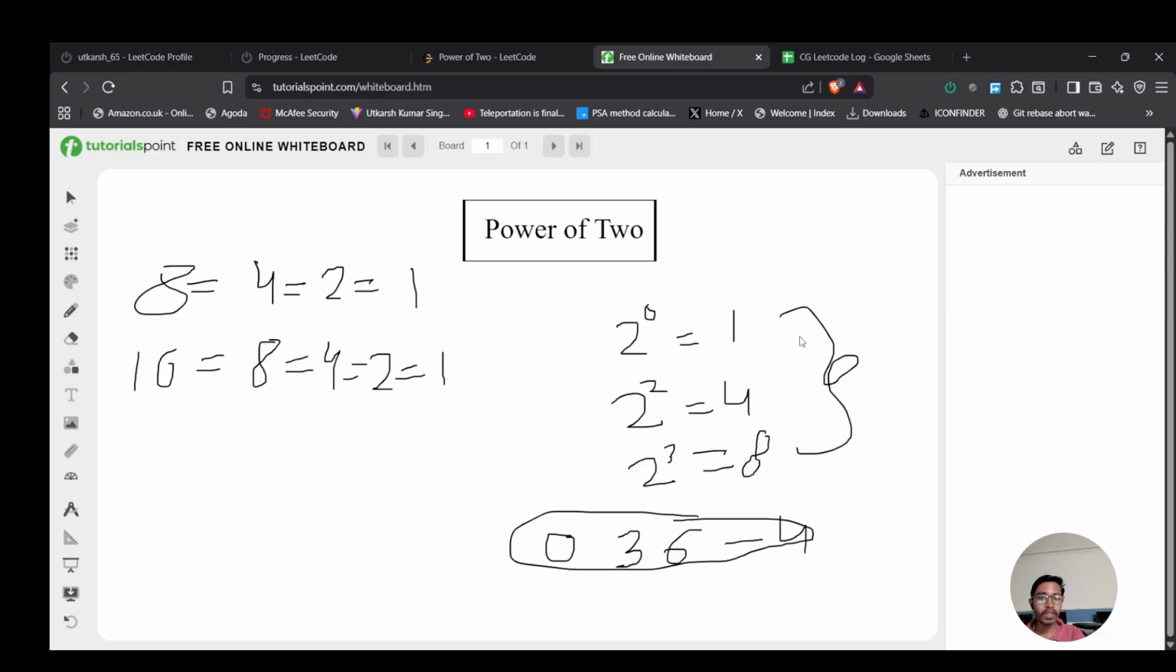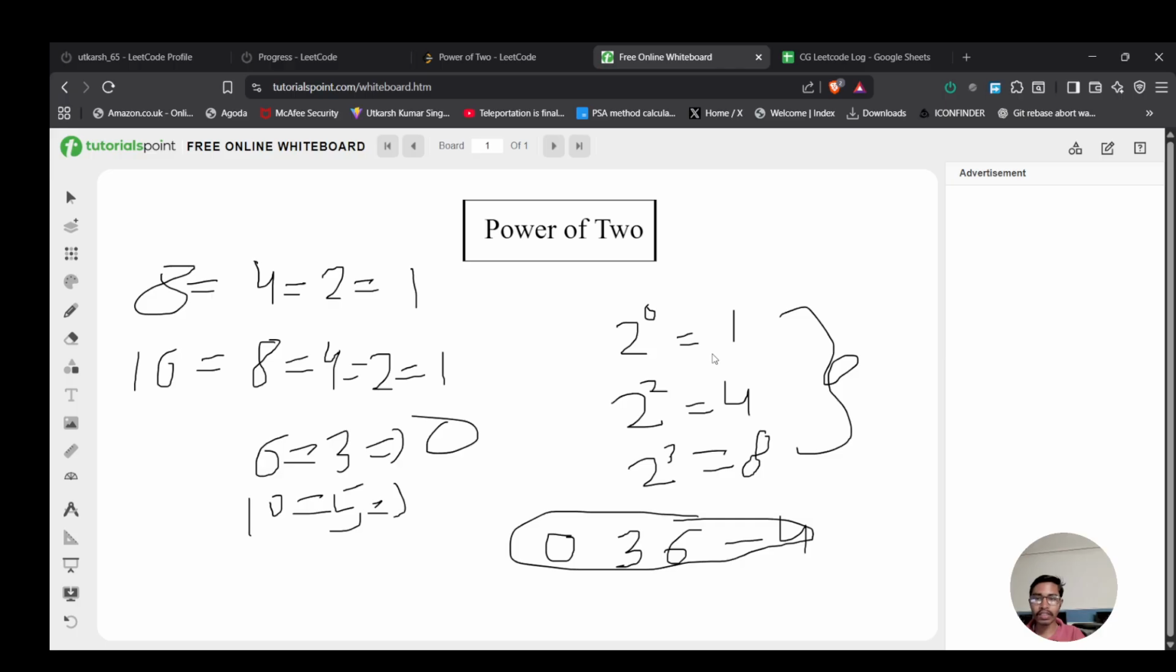But if the number is not a power of 2, take the examples of 6 and 10. 6 divided by 2 is 3. 3 divided by 2, it stops there. We cannot divide. The same goes for 10. 10 divided by 2 is equal to 5, and here the division stops. So the idea is simple. Keep dividing by 2. If you end at 1, it's a power of 2. If not, then it's not a power of 2.